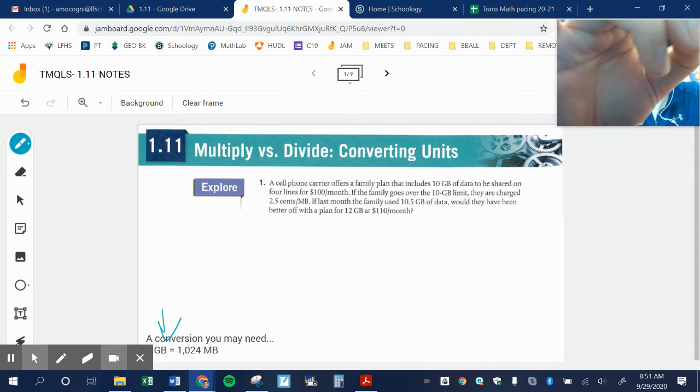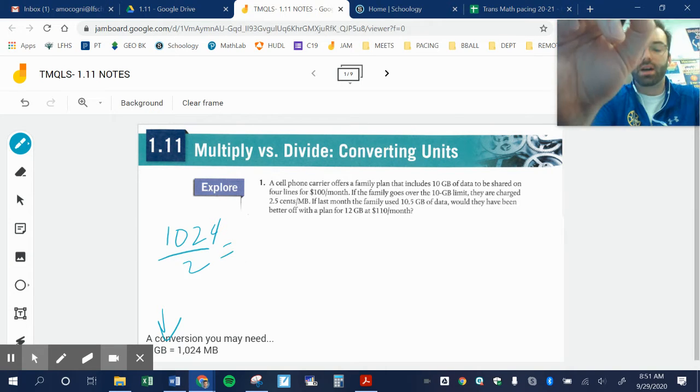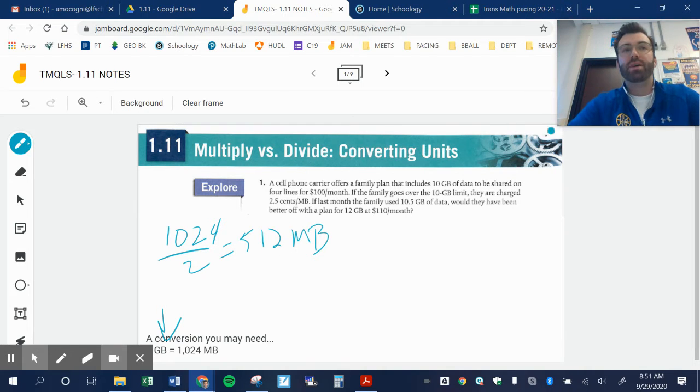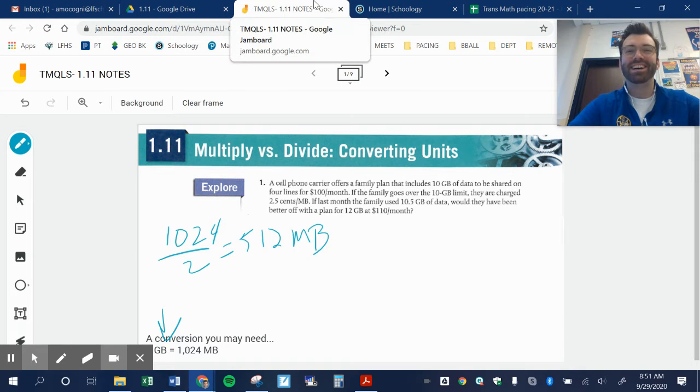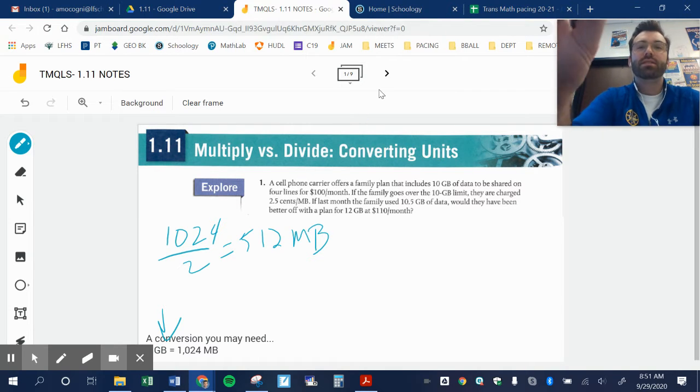If 1 gigabyte is 1,024 megabytes, then if I divide that by 2 to get how many megabytes 0.5 gigabytes is, that's going to be 512 megabytes. So if it's 512 megabytes at 2.5 cents per megabyte, then I want to figure out how much additional I had to pay on top of that $100 a month.